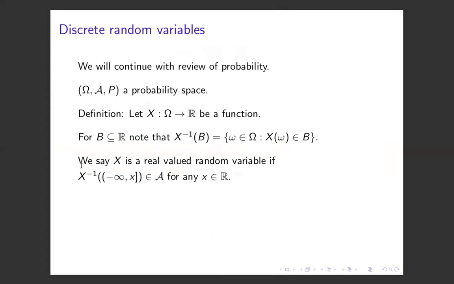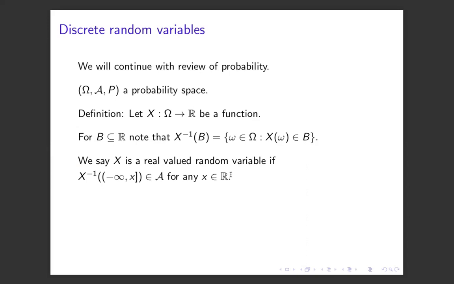Yeah. So Omega is a probability space, (Omega, A, P), and X, capital X, is a function from Omega into the real line. As you all know, for any subset B of the real line, X inverse B is the inverse image of that set, and that is all little omega in capital Omega such that X of omega is a point in B.